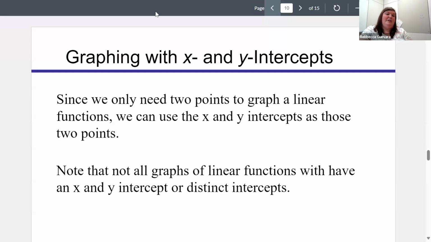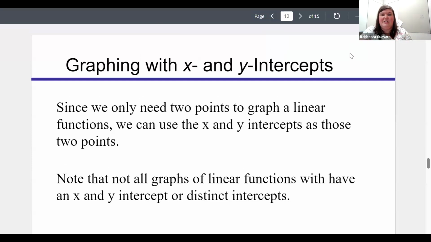So graphing with x and y intercepts. Just some notes here. Since we only need 2 points to graph a linear function, we can use the x and y intercepts as those 2 points. However, we can't always do this. Note that not all graphs of linear functions or linear equations, we're talking about the same thing here, will have an x and y intercept or distinct intercepts.